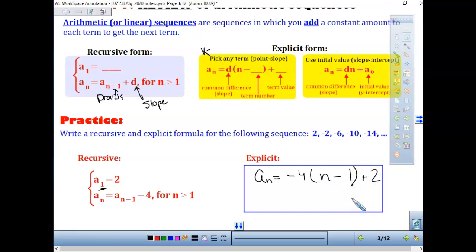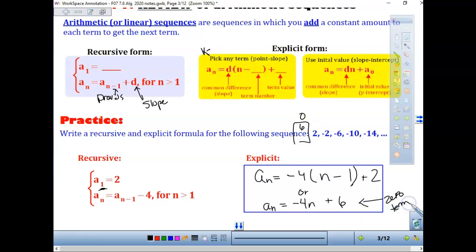If you don't like it written this way and you want to distribute this out, you could do that, but we're not looking at having x's in this one. If you use the distributive property, you would have a sub n equals negative 4n plus 4 plus 2, and we would have plus 6. So the 0 term would be 6, because you had to add a negative 4 each time to get there.